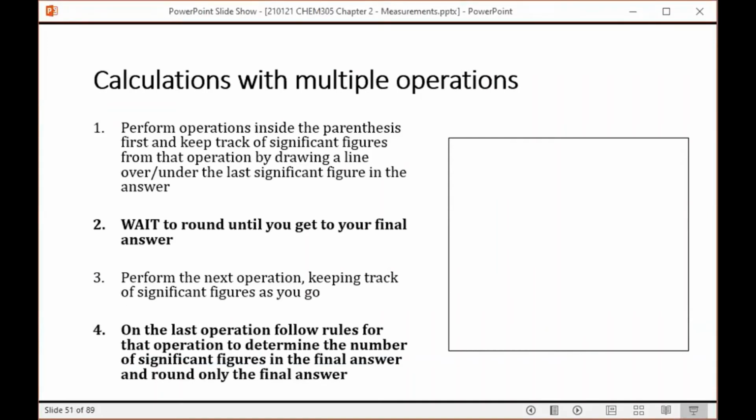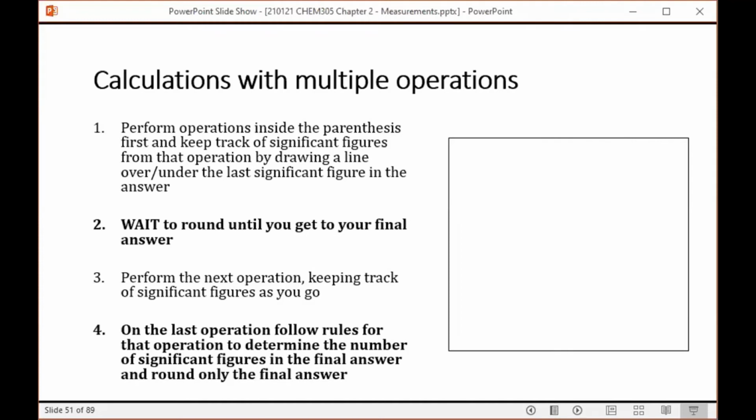Okay, so calculations with multiple operations. What do you do if you have a problem that involves some multiplication, some division, some addition, some subtraction? When you have a calculation with multiple operations, you want to perform the operations inside the parentheses first and keep track of the sig figs for that operation by drawing a line under or over the last sig fig in that answer. So you kind of keep track of your sig figs step by step.